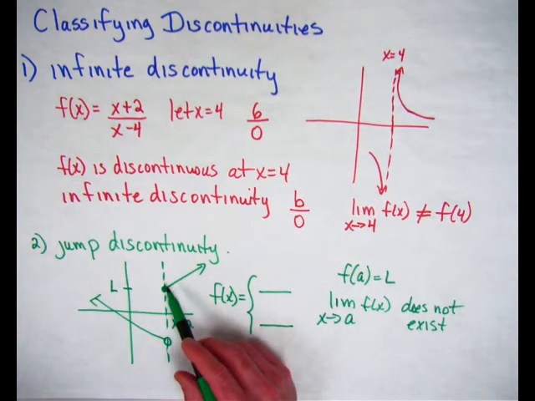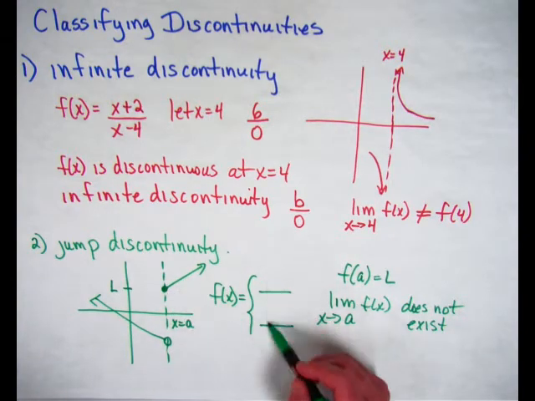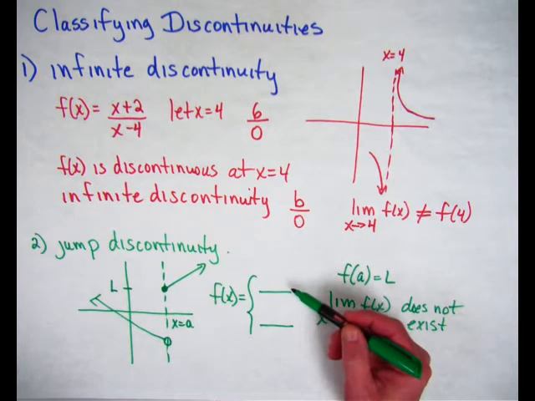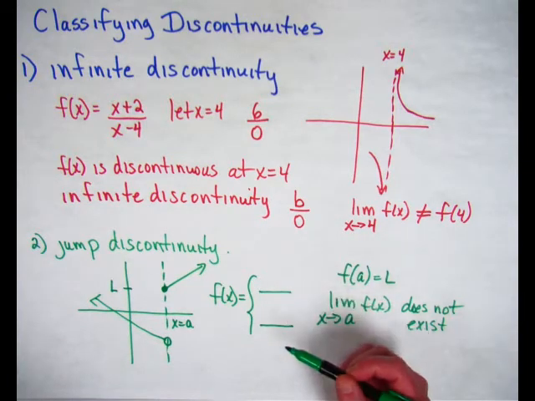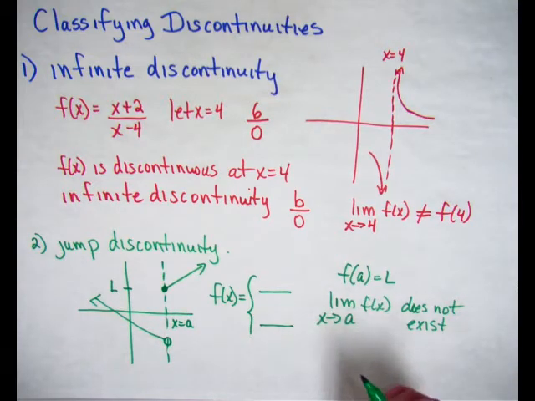So the way you test for a jump discontinuity is you're going to have a piecewise function. You're going to just plug numbers into both functions depending where you are in the domain. And if you get different answers, then you know that the functions didn't meet at that point, and you have what's called a jump discontinuity.